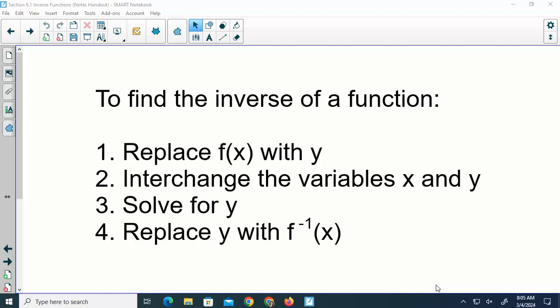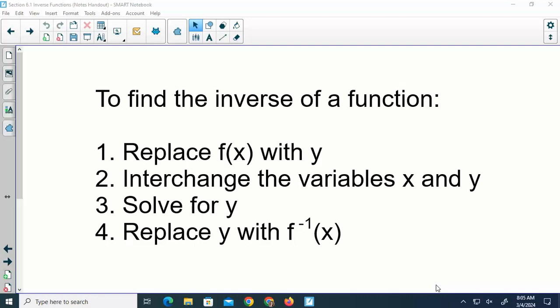We talked about how inverses are really just opposites, so you're reversing your x and y values. And we looked at what that did on a graph, how it flipped it over the line y equals x. Today we're actually going to find the equation for an inverse. So this is a 4-step process.